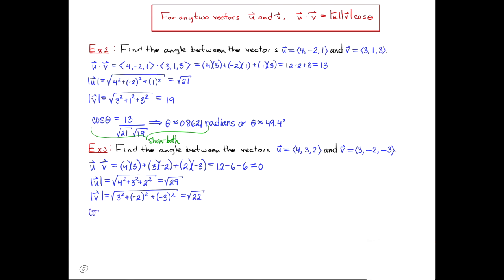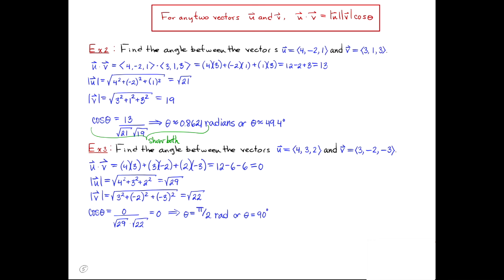Cosine theta is equal to u dot v, which is 0, over the magnitude of u, the square root of 29, times the magnitude of v, which is the square root of 22. Because of that 0 in the numerator, we end up with cosine theta is equal to 0. And so solving for theta, that tells us that theta is equal to pi over 2 radians. If you want to be in degrees, we could say or 90 degrees.